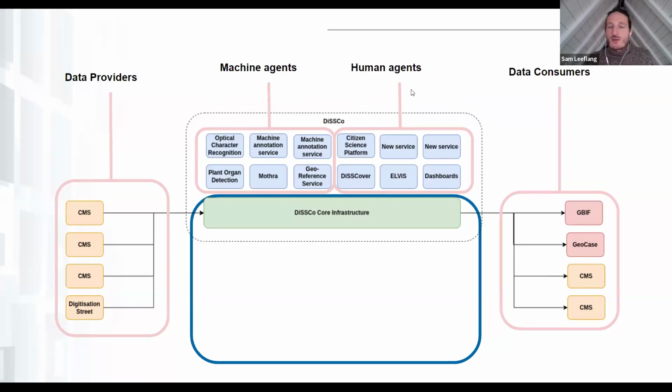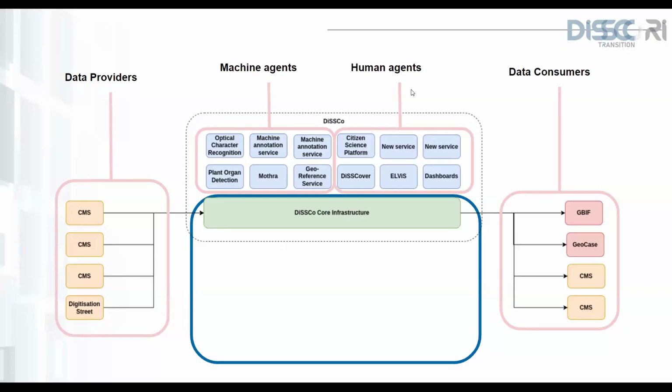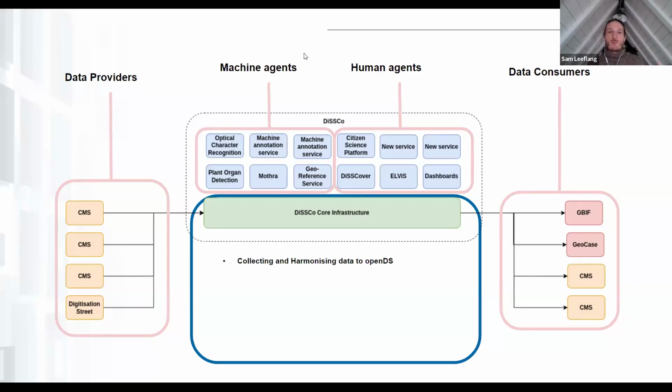On the other side, we want to scale up and make more and more use of machine agents. These machine agents are automatic agents that can be in the form of an AI application or any form of application that gets specimen data in and produces some additional information about that particular specimen. And all of these services, these DiSSCo services, can run on top of the DiSSCo core infrastructure. The DiSSCo core infrastructure will provide a bunch of functionalities to enable all these services to create a coherent platform on which they can operate.